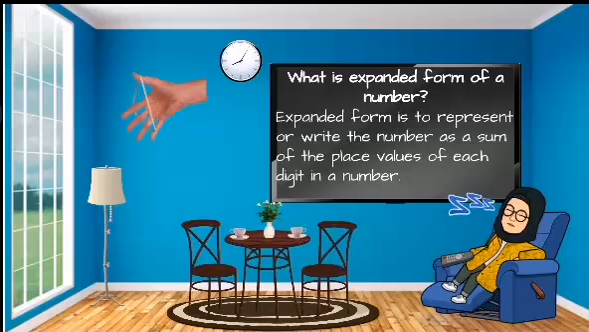What is expanded form of a number? Expanded form of a number is to represent or write the number as a sum of the place values of each digit in a number.